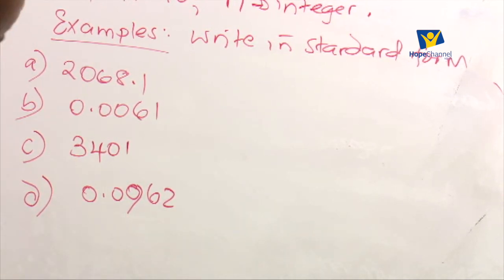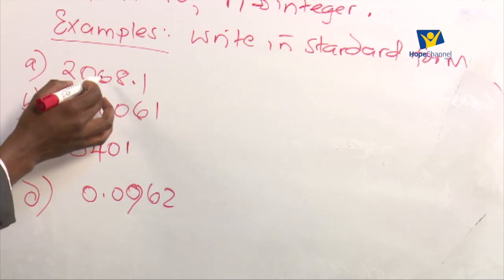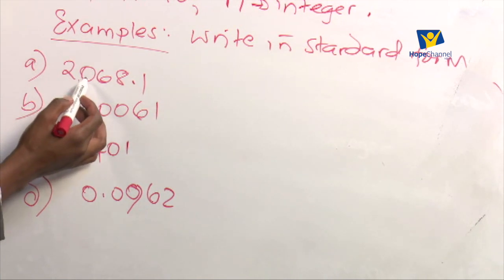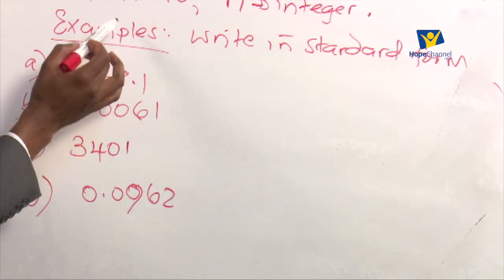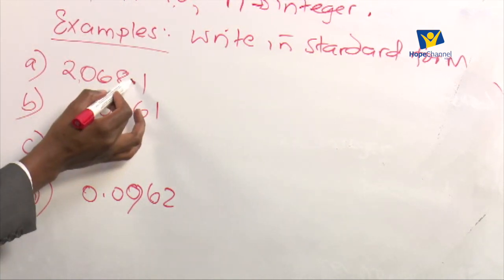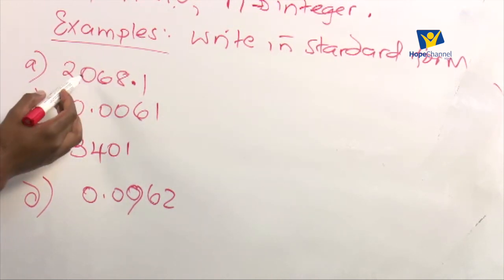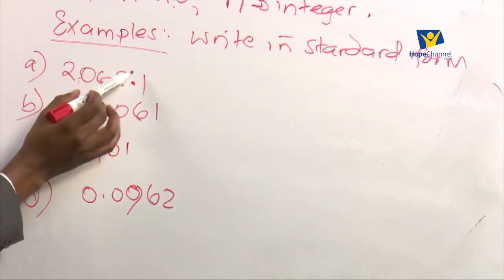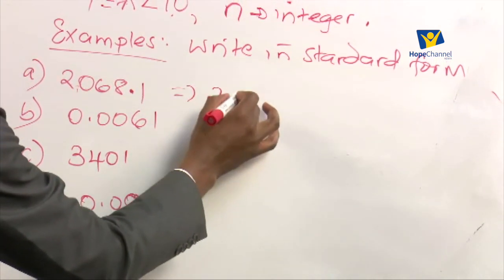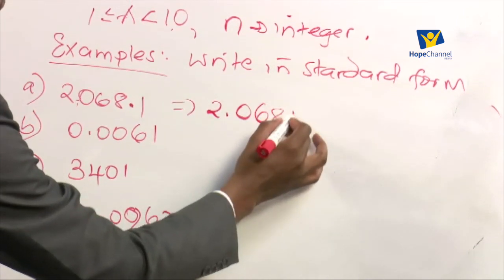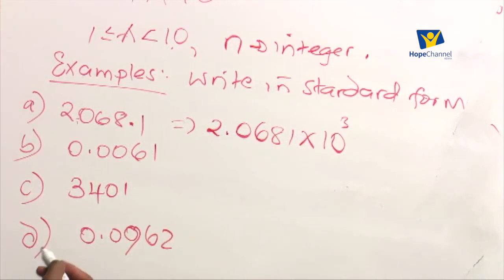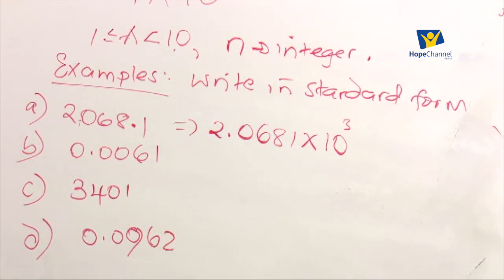Let us look at the first one. For us to write 2068.1 in standard form, you know, this is 2068.1, and that number is way above 10, and so it is not in standard form. So the simple thing we do is moving the decimal point from where it is to between 2 and 0. So we shall move, this is 1, 2, 3 steps, so that we have 2.0681, and because we moved 3 steps, the power of 10 is 3 positive. Just that. So that number is written in standard form when it is that way.